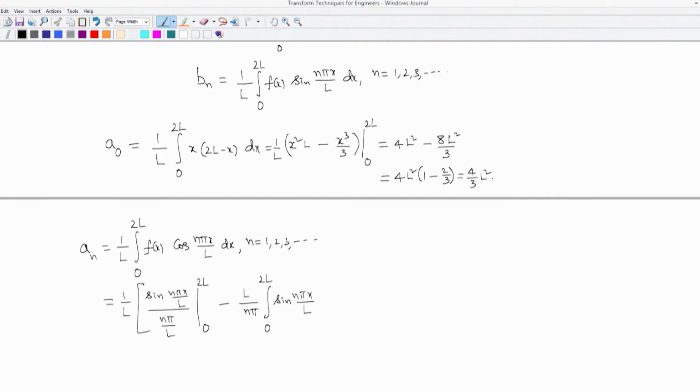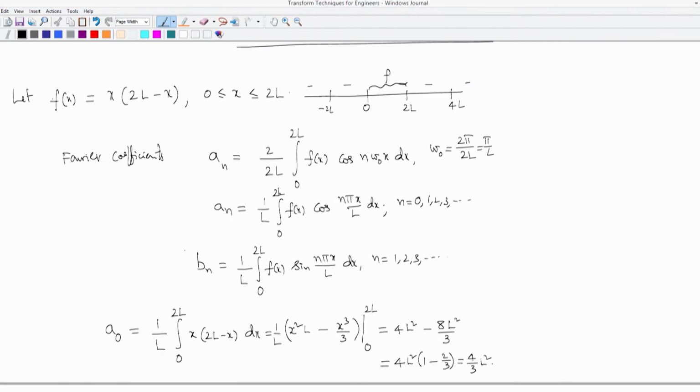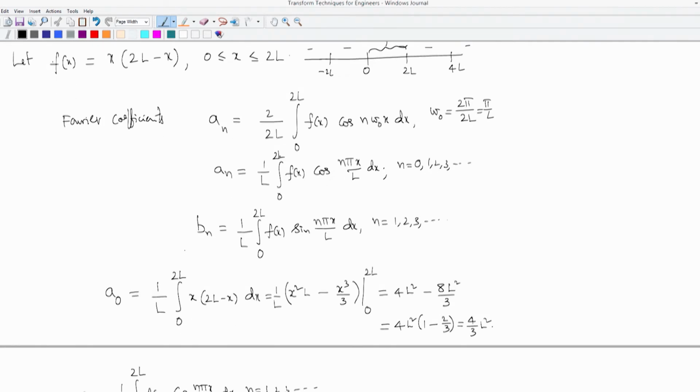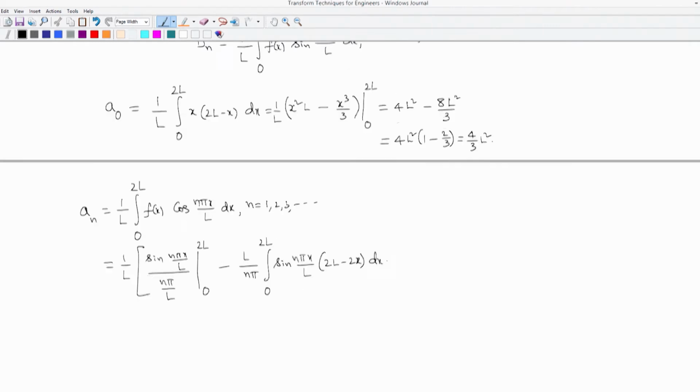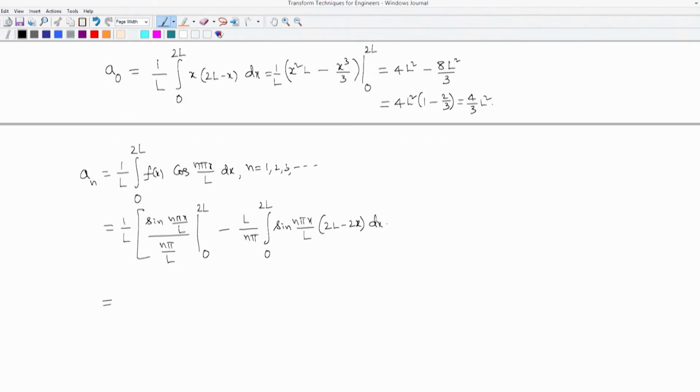Then you have to differentiate this f x, which is x into 2 L minus x. So, you have 2 L minus 2 x as the derivative of f, with dx. So, if you calculate, L cancels with L here. What you get is a sine function. When you substitute x by 2 L, you get sin 2 n pi, and sin n pi is 0, and sin 0 is 0. So, this is completely 0.